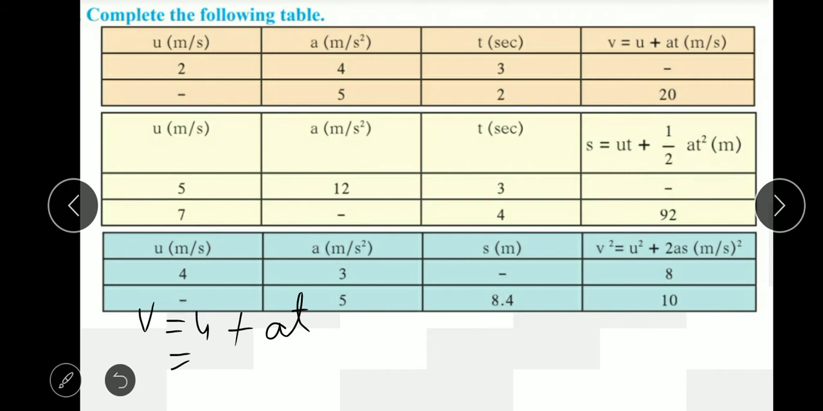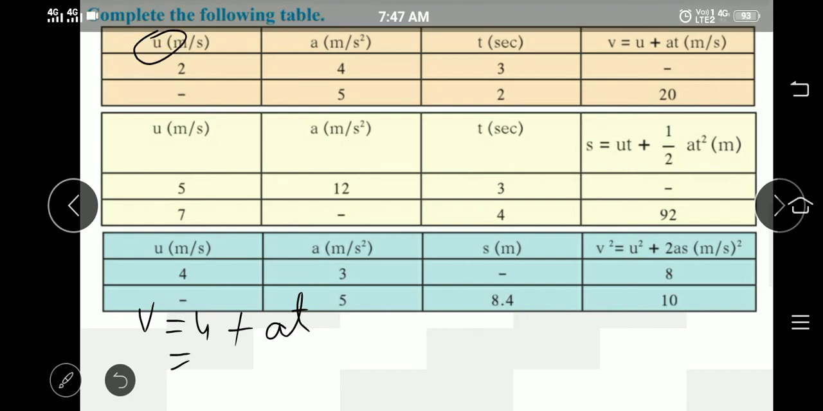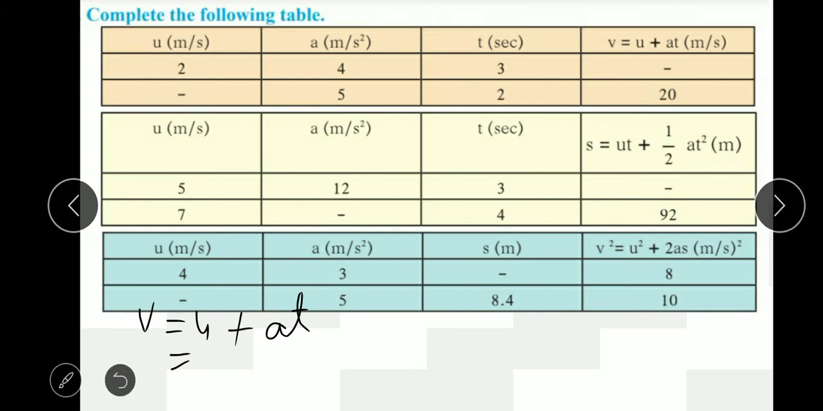Now here, when you see, the u value is not given. The u value we have to find. So instead of u, I will not substitute anything; I'll keep it u only. Plus the a value is given over here, students. It is 5, so I'll write 5. The t value is 2, so I'll put 2 here. And the v value is also given over here. It is 20, so instead of v, I'll put 20.